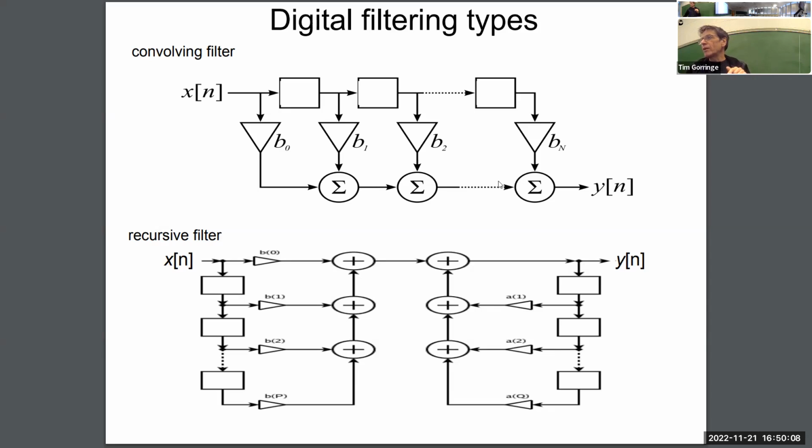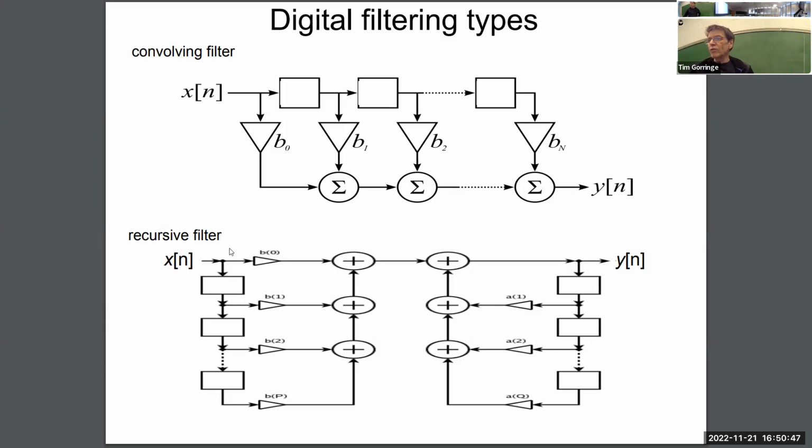The output is calculated from the input by summing up the current sample with some coefficient, the prior sample, so this is like a little delay that takes you to the prior sample, with some coefficient, the prior sample before that, so this is another delay, we add in the prior sample, and so on and so forth. So this is a picture or a cartoon of that convolving relationship.